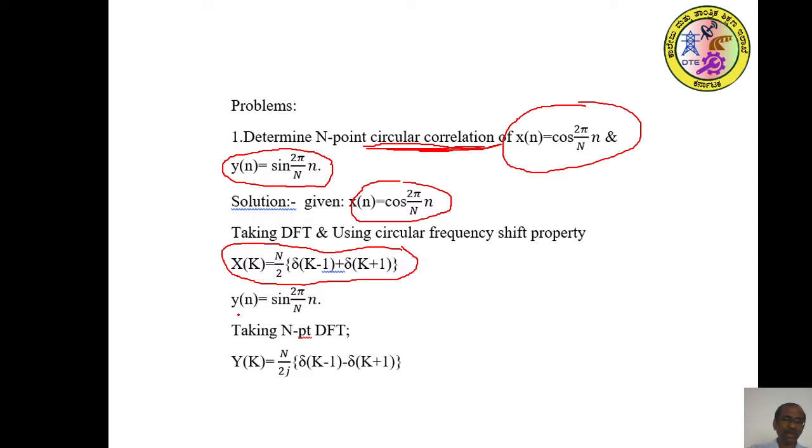Next term given is y of n is equal to sin theta. Apply DFT for this. y of n will become y of k. For sin theta, there is a ready-made answer: N by 2j into delta k minus 1 minus delta k plus 1. This is also solved in the previous problem. So you can just say that we know that cos 2 pi by N into k naught into n has a DFT of N by 2 into delta k minus k naught plus delta k plus k naught, and directly you can write the answers.